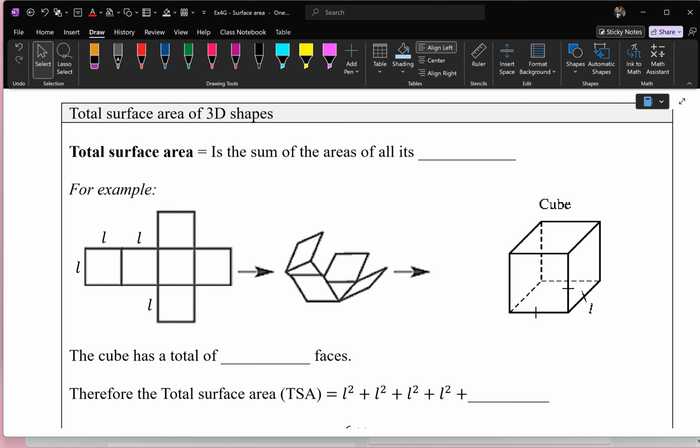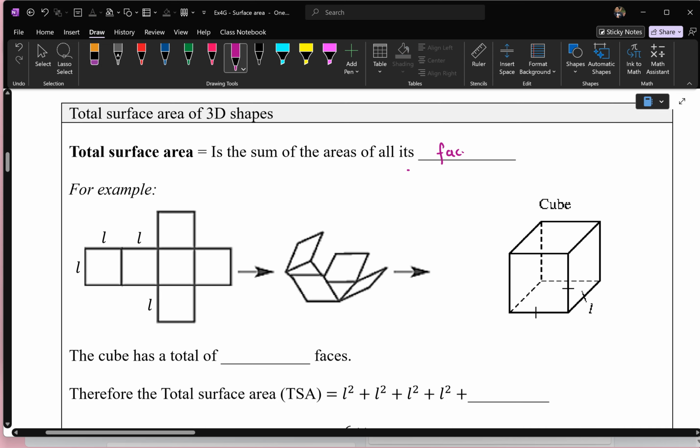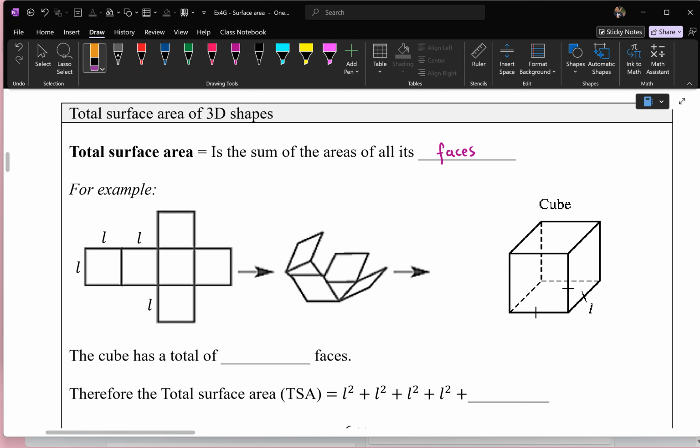So here, total surface area is equal to the sum of the areas of all its faces. Okay, so you can think of this diagram here. It's a net diagram of this shape over here. If you can imagine folding them all together, you end up with a cube. So how many faces does a cube have? Well, you can see there's 1 at the front, 2 at the back, 3 on the right, 4 on the left, and then 5 on the top, and then 6 on the bottom, right? So there are 6 faces there.